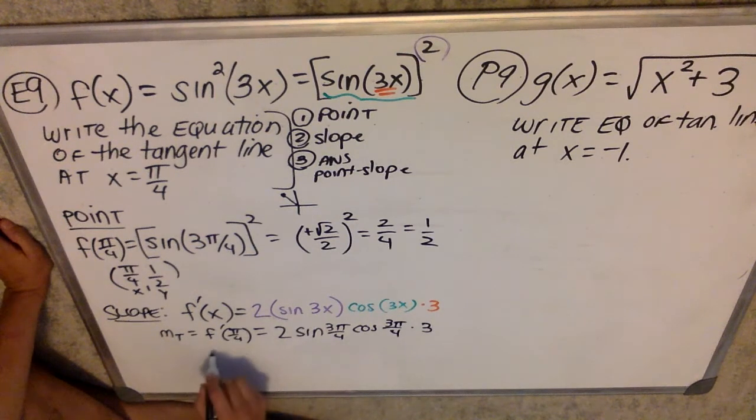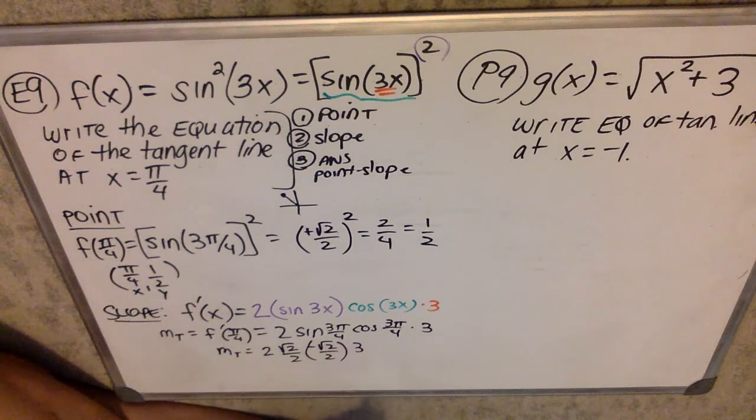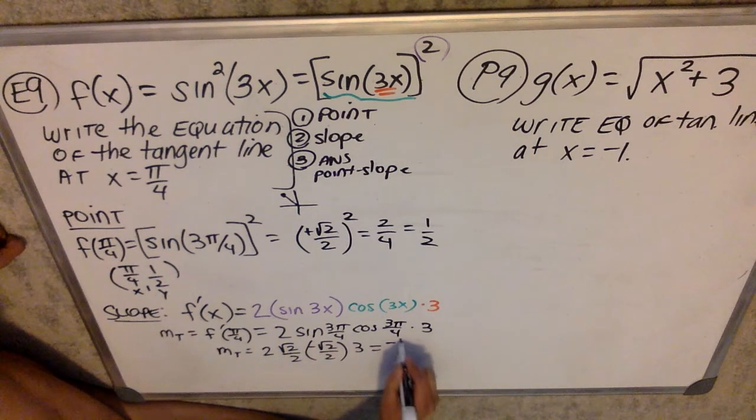So I'm going to get that my tangent slope is going to be 2 times root 2 over 2 times a negative root 2 over 2 times 3. I'm pretty sure that the root 2 times the root 2 gives me a 2. So on the top I have 2 times 2 times 3, right? Divided by 2 times 2. And there's a negative. So I have negative 2 times 2 times 3, which is 12, divided by 4, which is a negative 3.